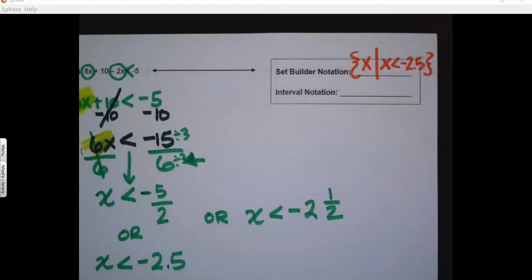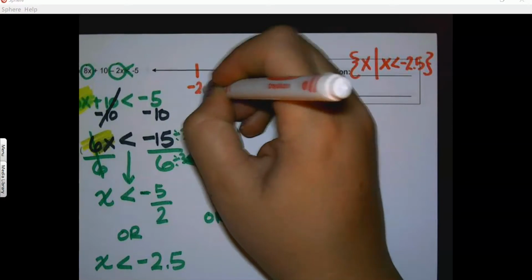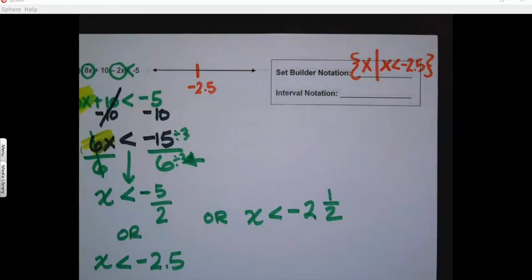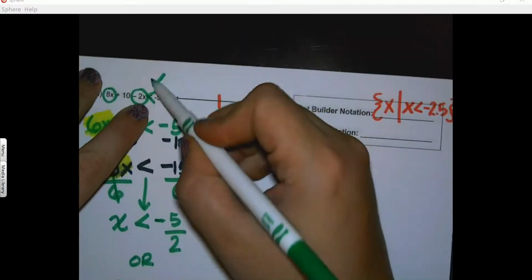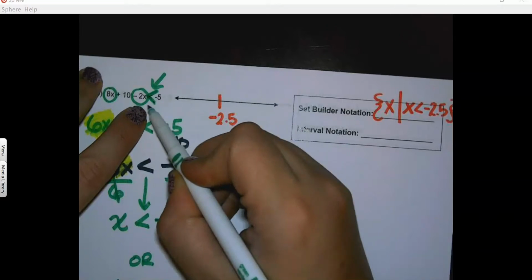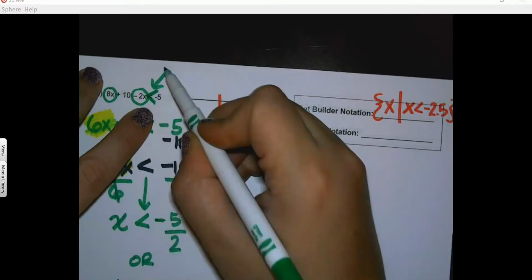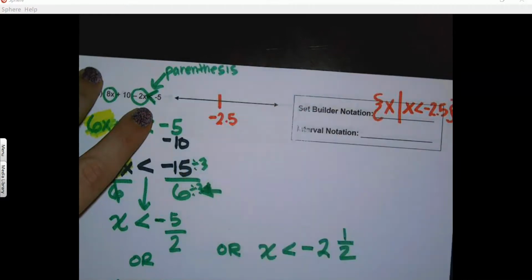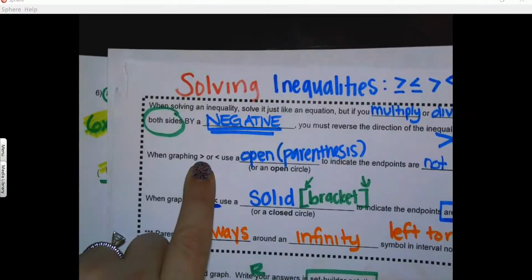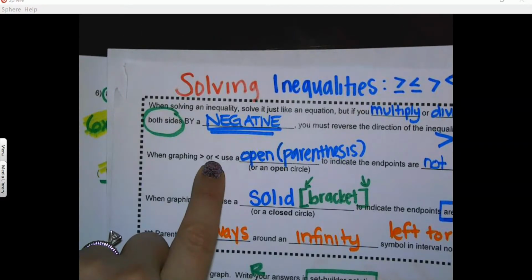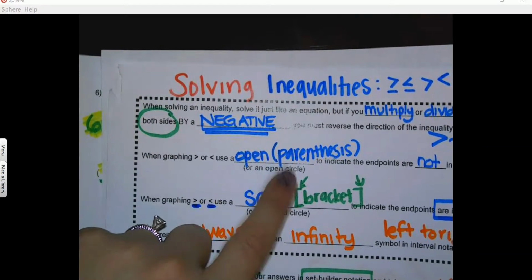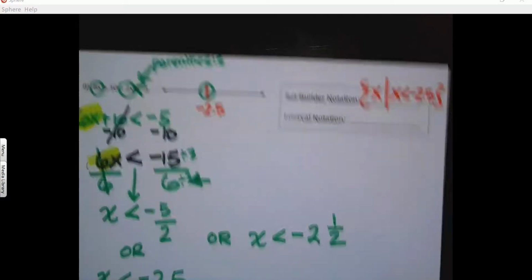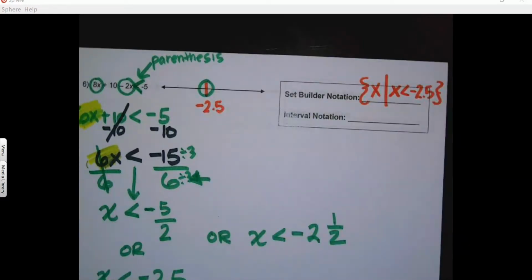Okay, so now to graph it, I'm going to put the negative 2.5 on my graph, or you could put negative 5/2 or negative 2.5, your choice. And then I'm going to look at the symbol. This symbol right here doesn't have the line underneath. So that's how I know I'm going to use a parenthesis. So if we look at our notes again, we said when it doesn't have the little line underneath, you're going to use an open circle or you're going to use parentheses. So if I want, I could put an open circle here. And I'm going to change it to a parenthesis in a moment.